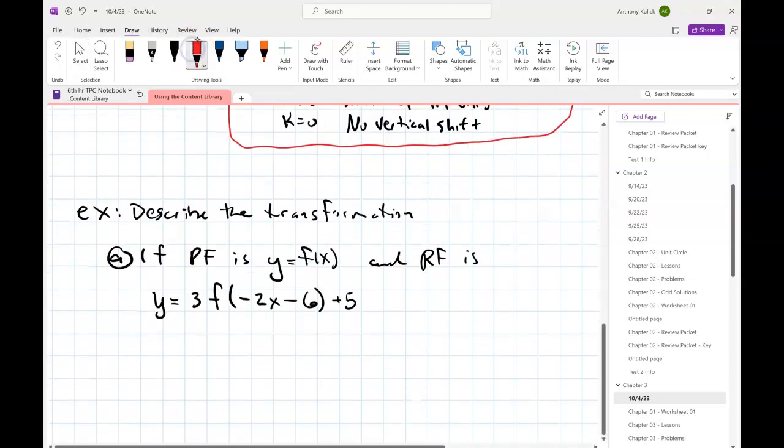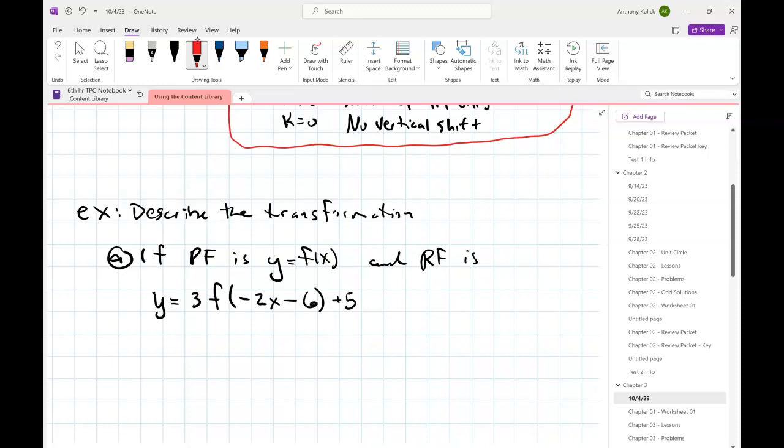Okay, so our directions are going to be to describe the transformation. And then suppose our parent function is just y equals f of x. And our resultant function is y equals 3 times f of negative 2x minus 6 plus 5. So for us to do this, we want to start by figuring out the values for A, C, H, and K. Once we have those, it's just a matter of looking at our set of criteria we just wrote down and figuring out what each coefficient is doing, right?